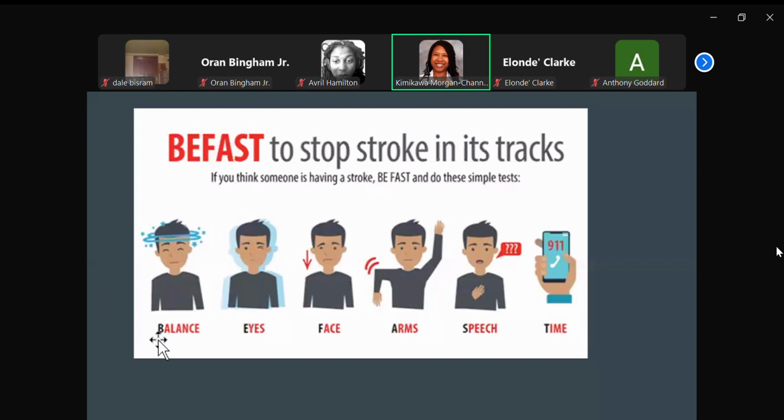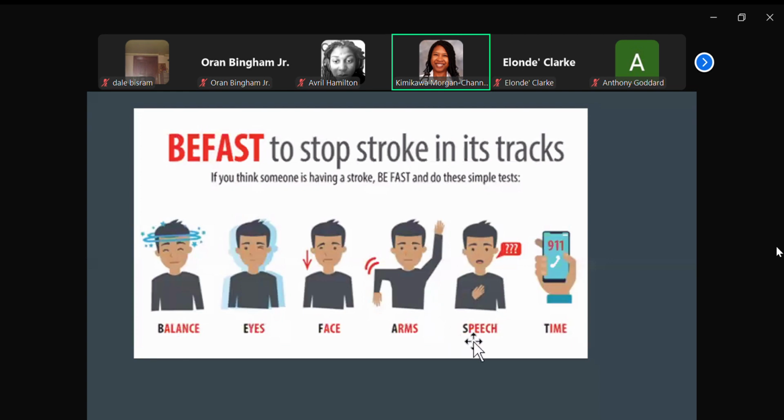So sudden loss of balance, sudden loss of vision in one eye or both eyes, drooping on one side of the face or numbness on one side of the face, and then arms, A is for arms, but I want you to extend it to limbs. So it's upper and lower limbs. And is there weakness in either one of them or both?